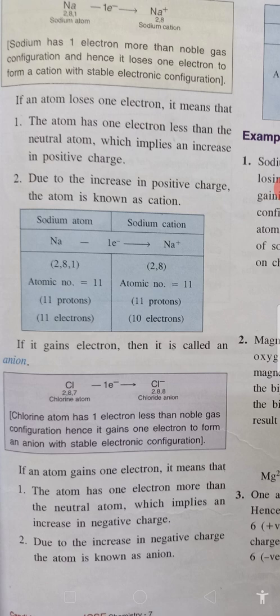A chlorine atom has 1 electron less than the noble gas configuration, hence it gains 1 electron to form an anion with stable electronic configuration. If an atom gains 1 electron, it means that the atom has 1 electron more than the neutral atom, which implies an increase in negative charge. Due to the increase in negative charge, the atom is known as an anion.